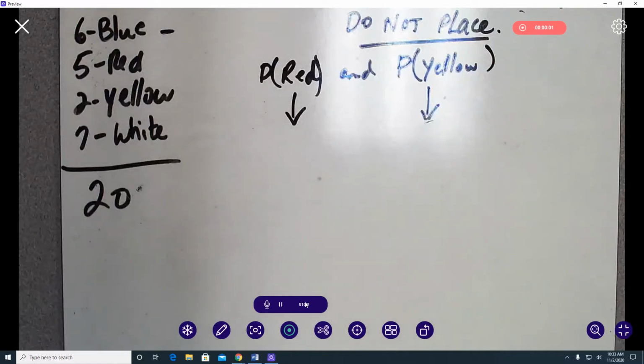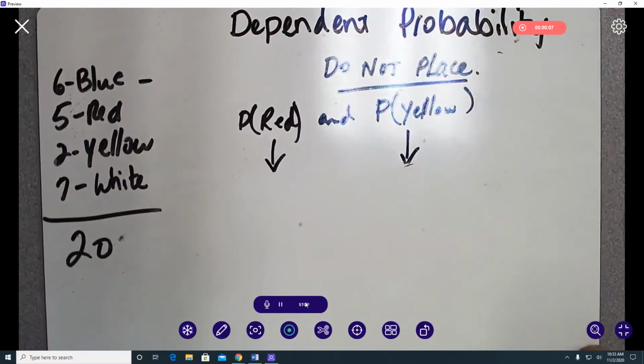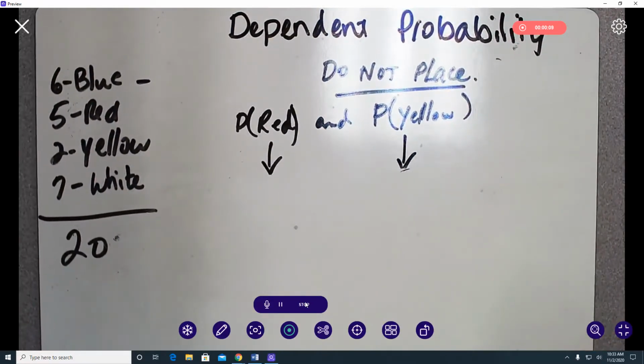Now, we're going to talk about dependent probability. Dependent probability is when we have some events and we do not replace what we did on the first event. Remember, on independent probability, after we selected something, we put it back. For dependent probability, we're going to select something, not put it back, and then select something else.